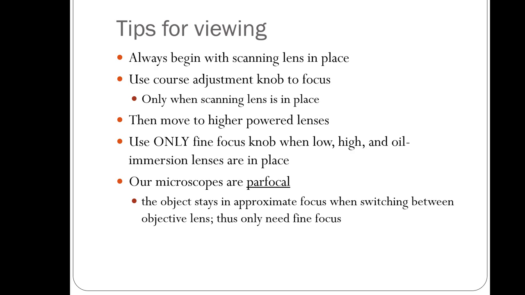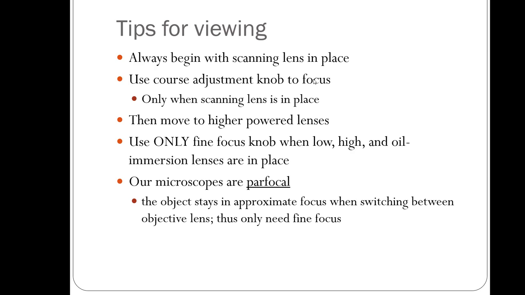All right, so some tips for viewing through a microscope. Always start looking at something with the scanning lens in place. When the scanning objective lens is in place, you can use the coarse adjustment knob, and that causes the big changes in the stage. And once you move to a higher power lens, so after you get it in focus with the scanning lens, you'd move to the low power lens if you wanted to zoom in some more. Once you're in any other lens other than the scanning, you should no longer use the coarse adjustment knob.